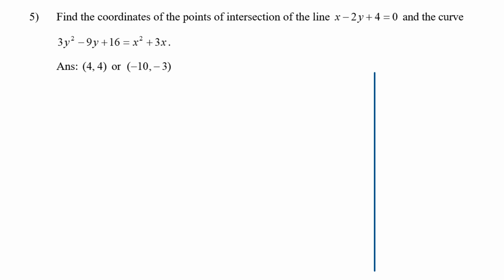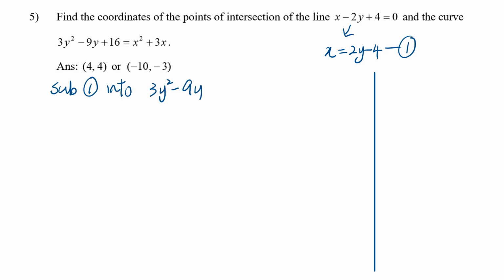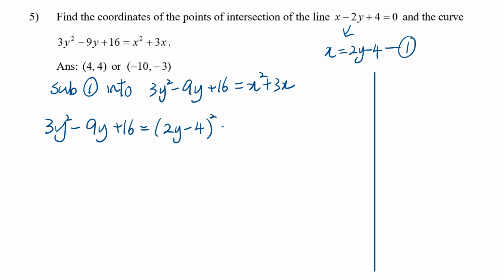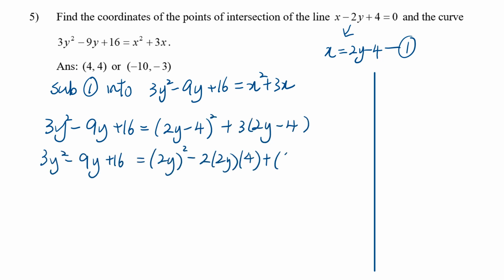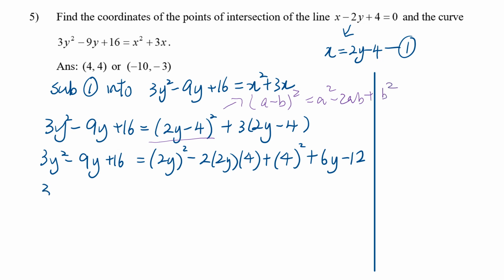Alright, so for question 5, it's just solving two equations simultaneously using a substitution method. This one is quite easy, so I'm going to go through quite fast. Make x the subject from the first equation, substitute into your second equation. The only thing you need to take note of is when you expand this, make sure you expand it using this algebraic identity. Make sure you expand it correctly, otherwise you won't get your answer.